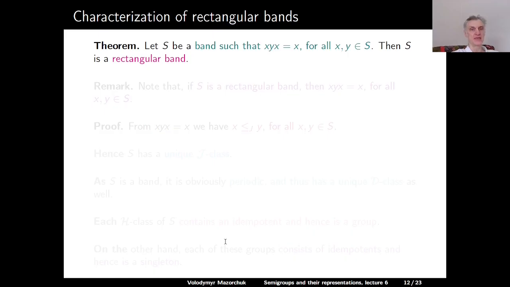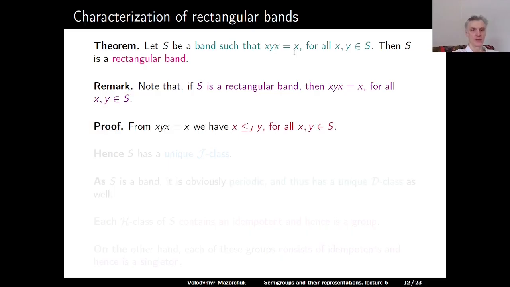Theorem: let S be a band such that xyx = x for all x, y in S. Then S is a rectangular band. Remark: let us note that in any rectangular band, xyx = x for any x and y in S. So rectangular bands can be characterized by such an identity, and of course a band itself is characterized by the identity x squared is equal to x for any x.